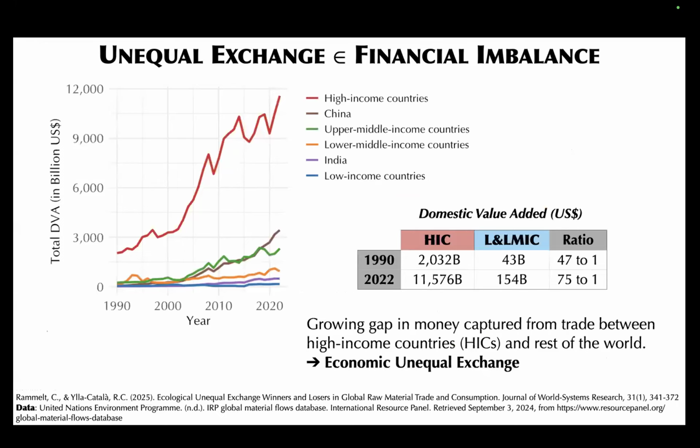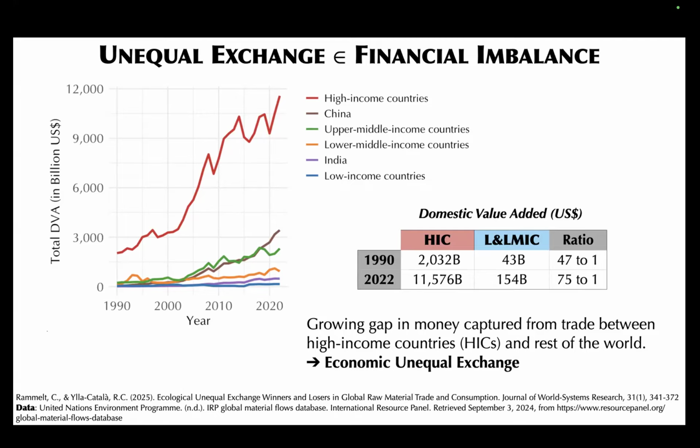And here's the empirical result of that, the financial imbalance, the growing inequality between the red line, the high-income countries, which are capturing most of the financial gains from trade, compared to the other groups. So you see a growing inequality from 1990 up to 2022. In the table, the ratio of inequality has increased between the high-income countries on the one end and, here I've combined the low and lower middle-income countries in one, but the gap between high and low income countries is even wider. So you could say there's a growing gap in money captured from trade between the global north, let's say, and the rest of the world. And you could see this as a form of economic unequal exchange.